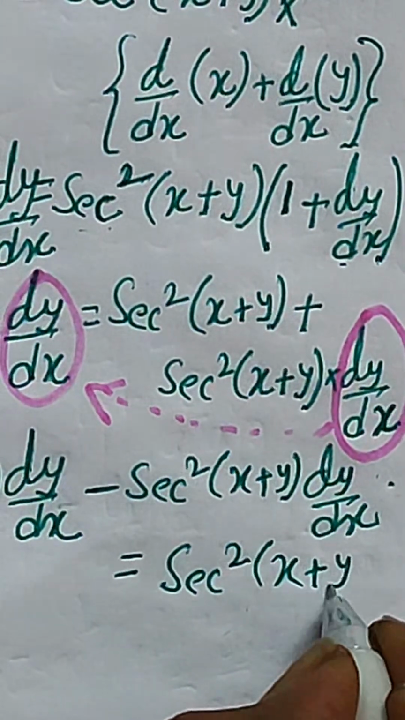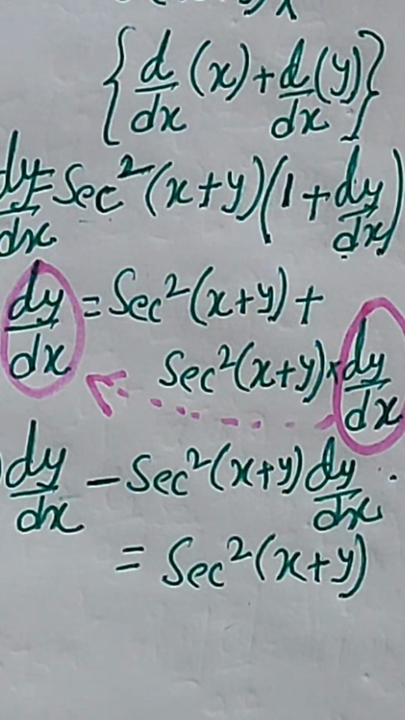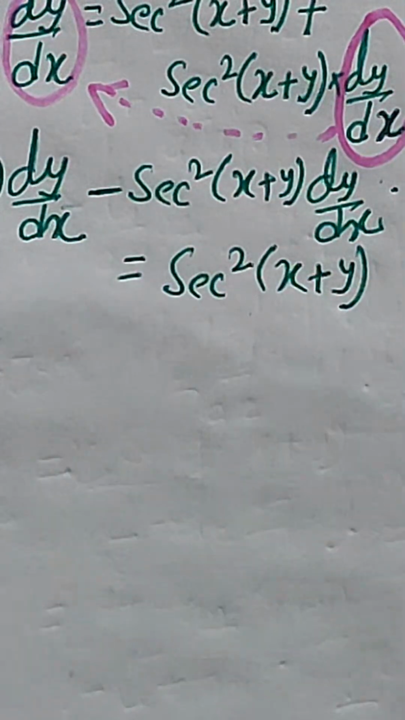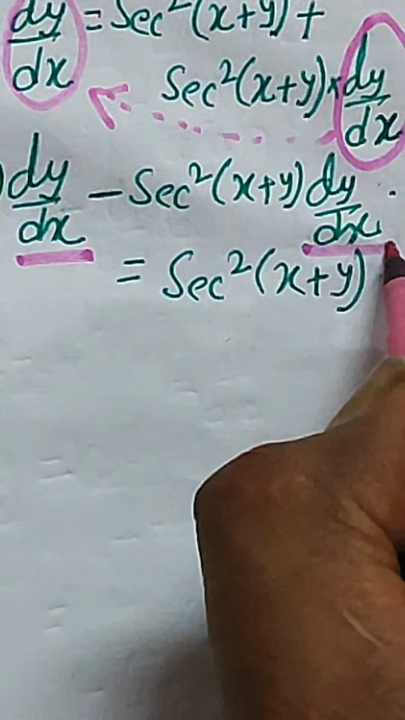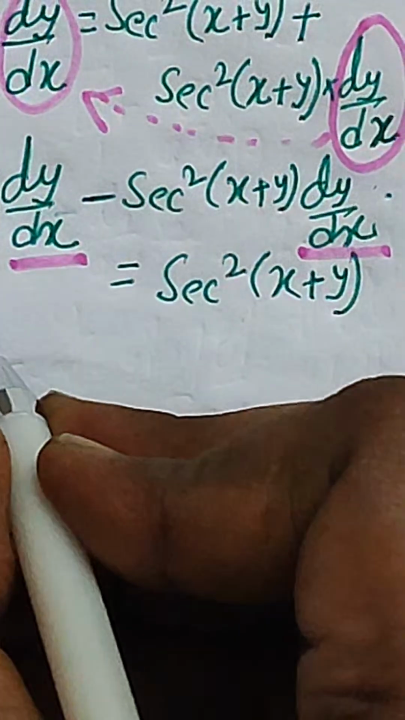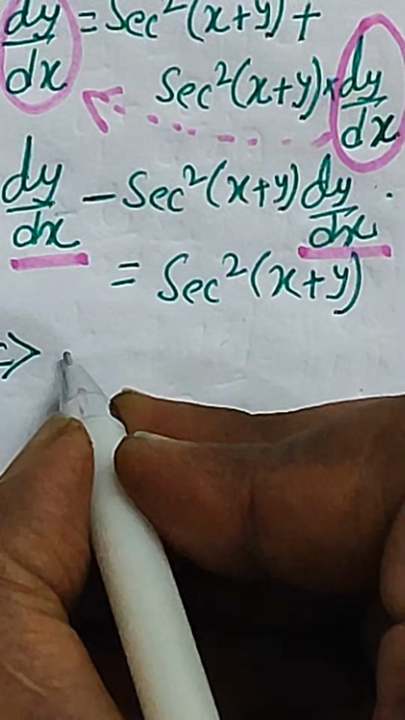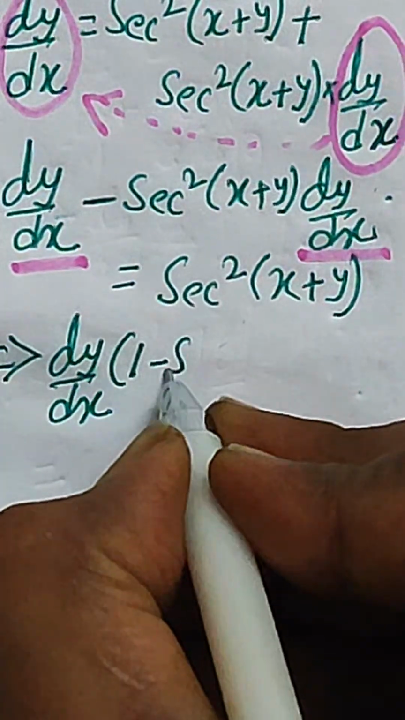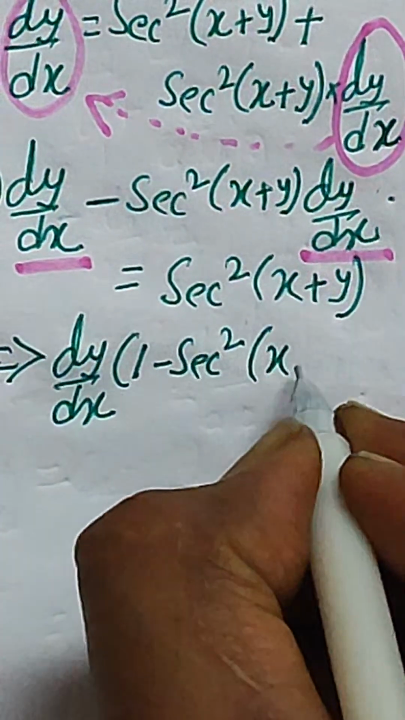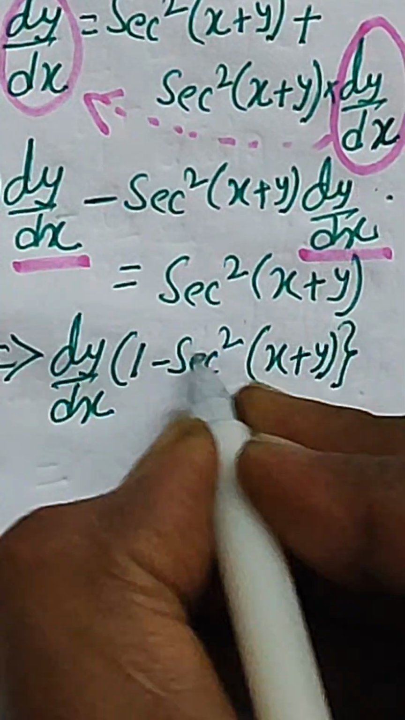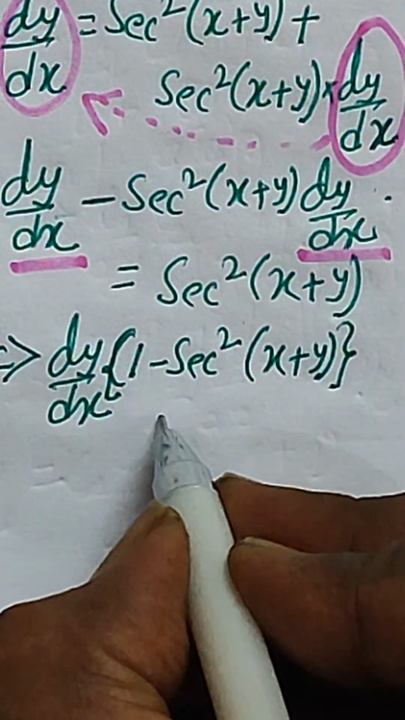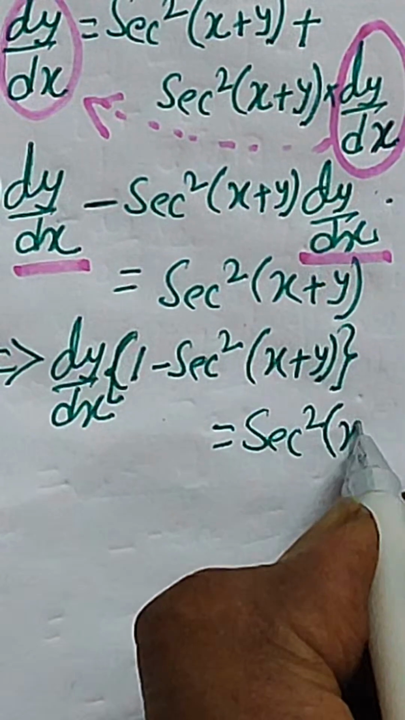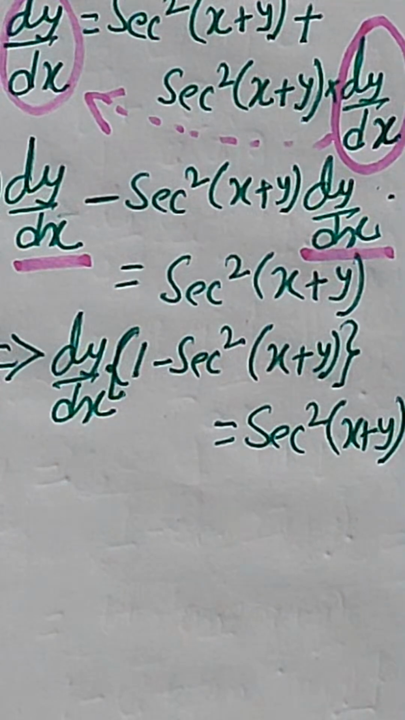x plus y, right. Now we are taking common this dy by dx from both these two terms, then we have into the LHS dy by dx of 1 minus sec square x plus y, right, and into the RHS we have only sec square x plus y, right.